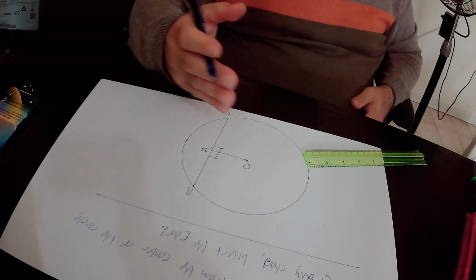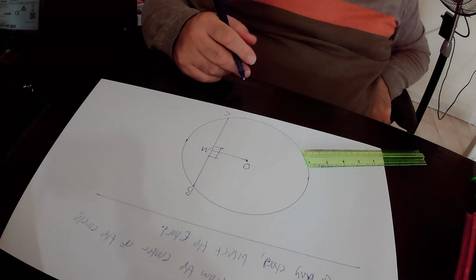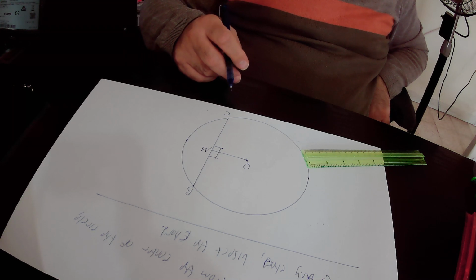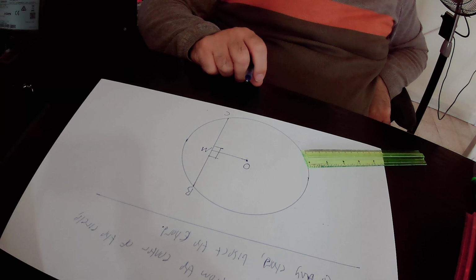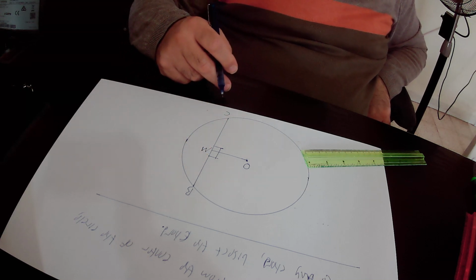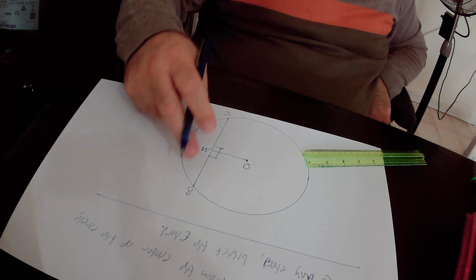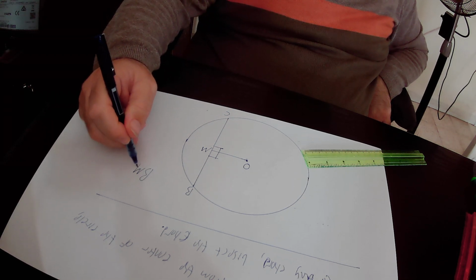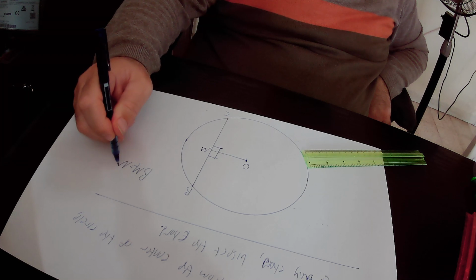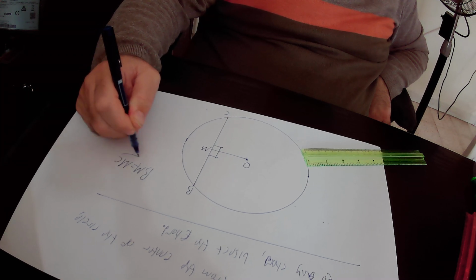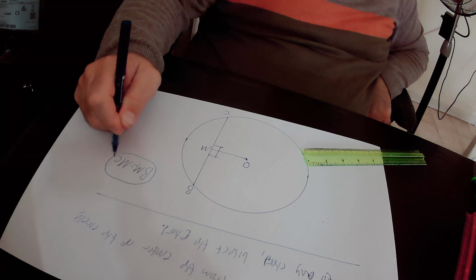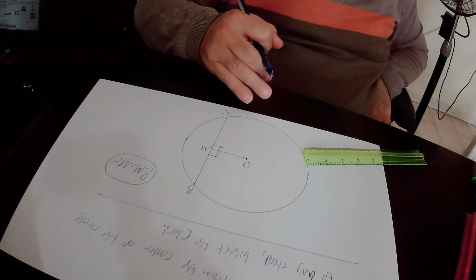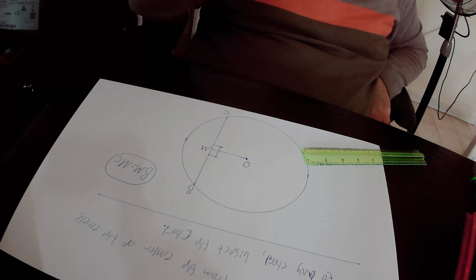According to this rule number 2, the perpendicular from the center of the circle to chord BC, that is to say OM, bisects chord BC. That is to say BM equals MC. BM equals MC according to this rule number 2. So whenever you have a perpendicular from the center of the circle towards any chord, it will bisect the chord.